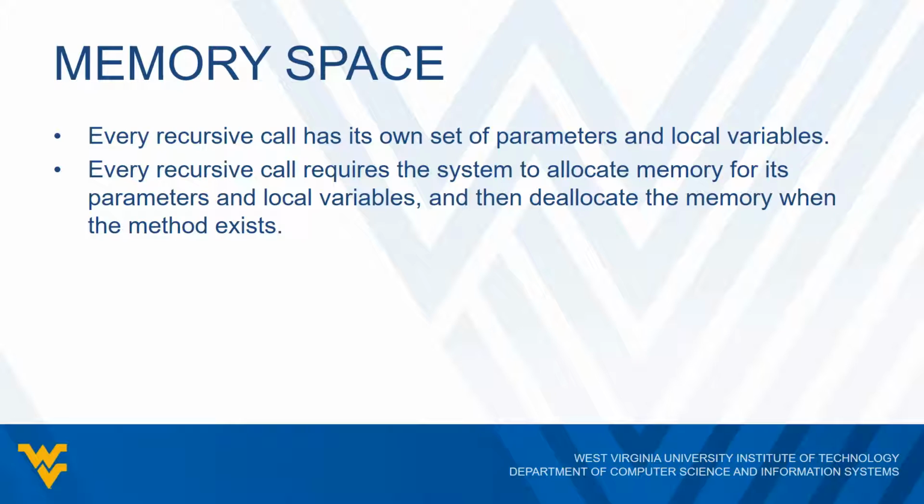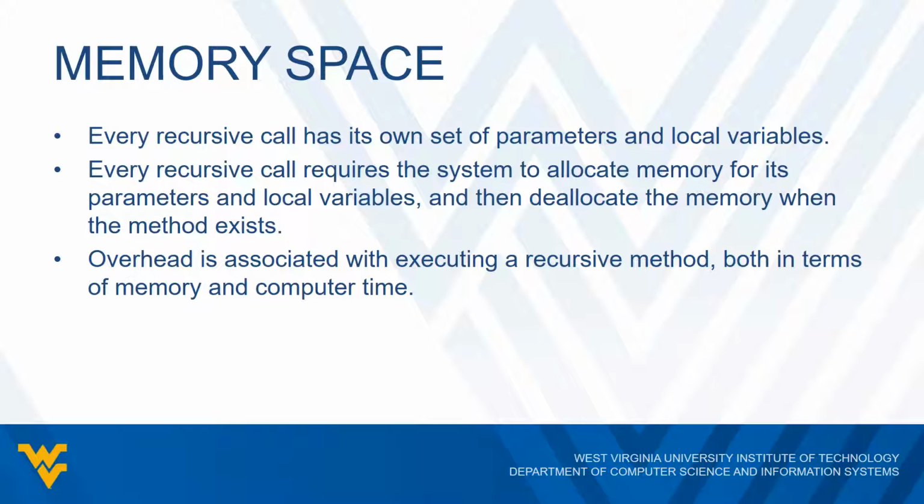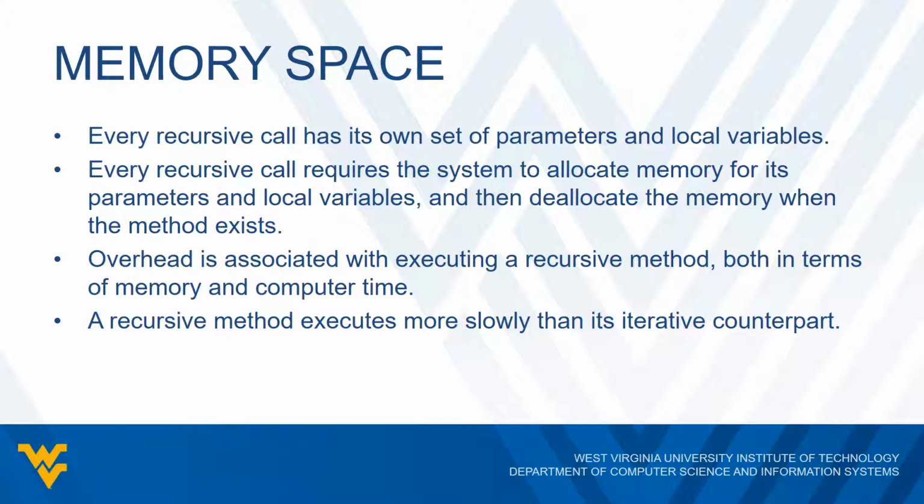And this is extra time that we need to do that allocation and deallocation. So there is some overhead associated with executing a recursive method. We have overhead in terms of the additional memory space in our system and the overhead of taking computational time to allocate that memory and deallocate that memory. And what that means is that a recursive method is going to execute more slowly than an iterative version of that solution. Now, is that a bad thing?